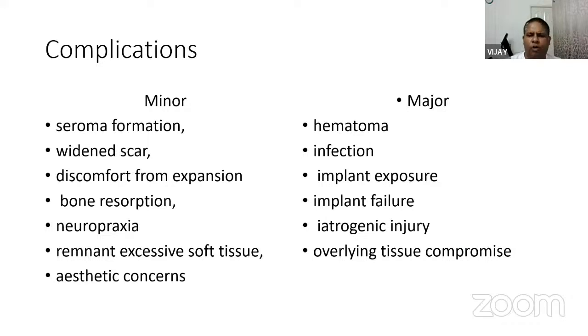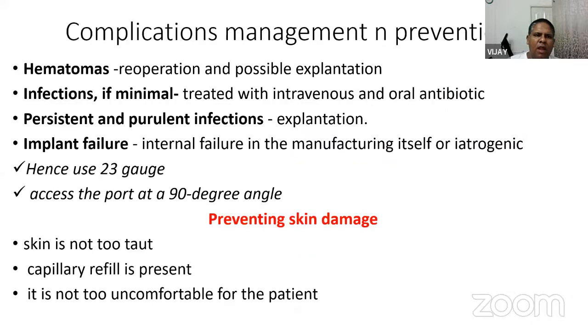Major complications are hematoma, infection, implant rupture, implant exposure, iatrogenic injury to the adjacent important structures, and the overlying skin can become thin and cracked. If there is a hematoma, we have to reoperate and explant the tissue expander. Minor infections are treated with antibiotics, but if purulent infections are present, we have to do an explantation. Implant failure can happen sometimes if there is a manufacturing defect.